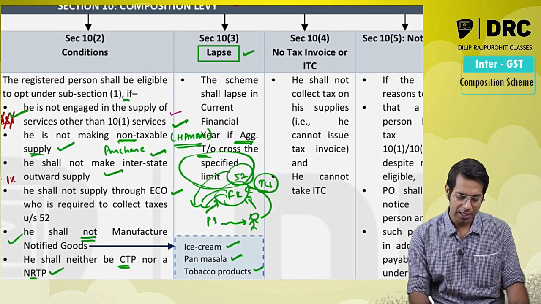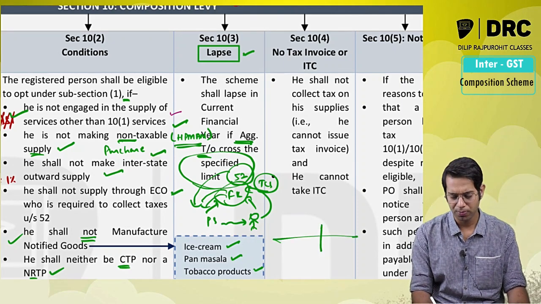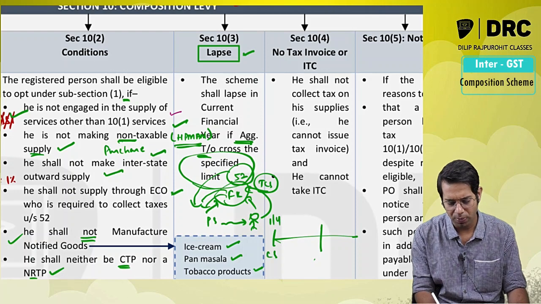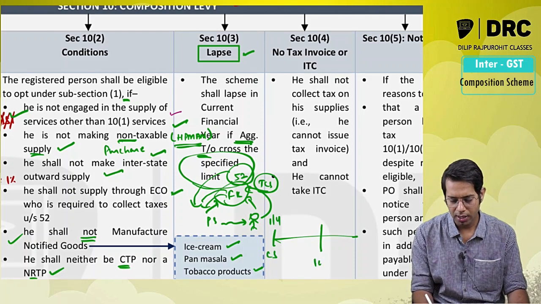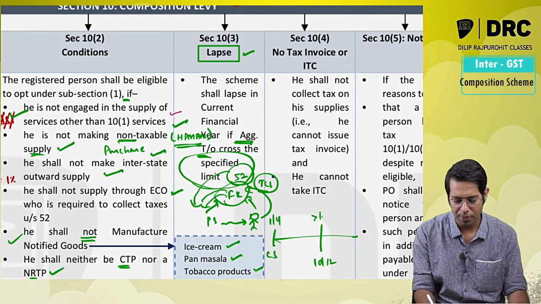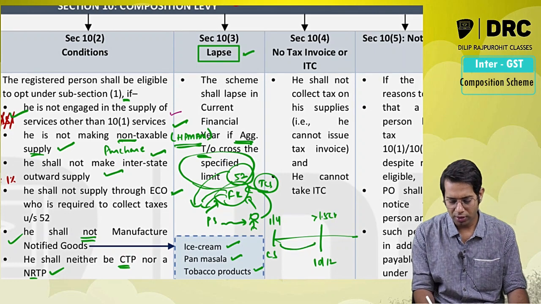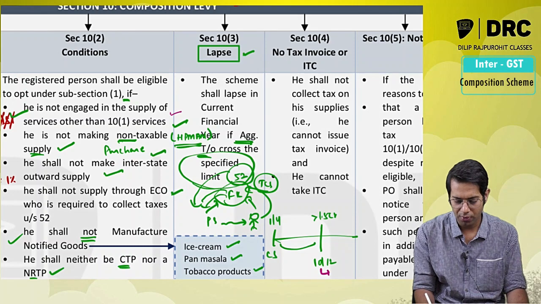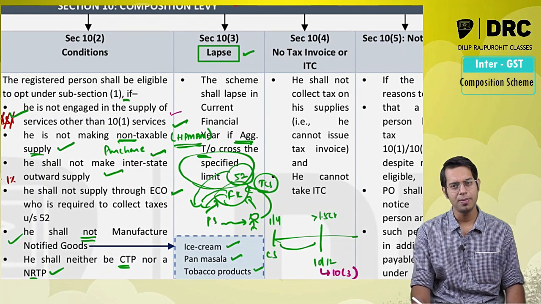Now please note here there is one question which normally arises. Say for example I started my business on 1st April and I opted for the composition scheme, and on 10th of December my turnover crossed 1.5 crores. Now, because it has crossed 1.5 crores, my composition scheme has lapsed. Section 10 subsection 3 will be applied, correct?